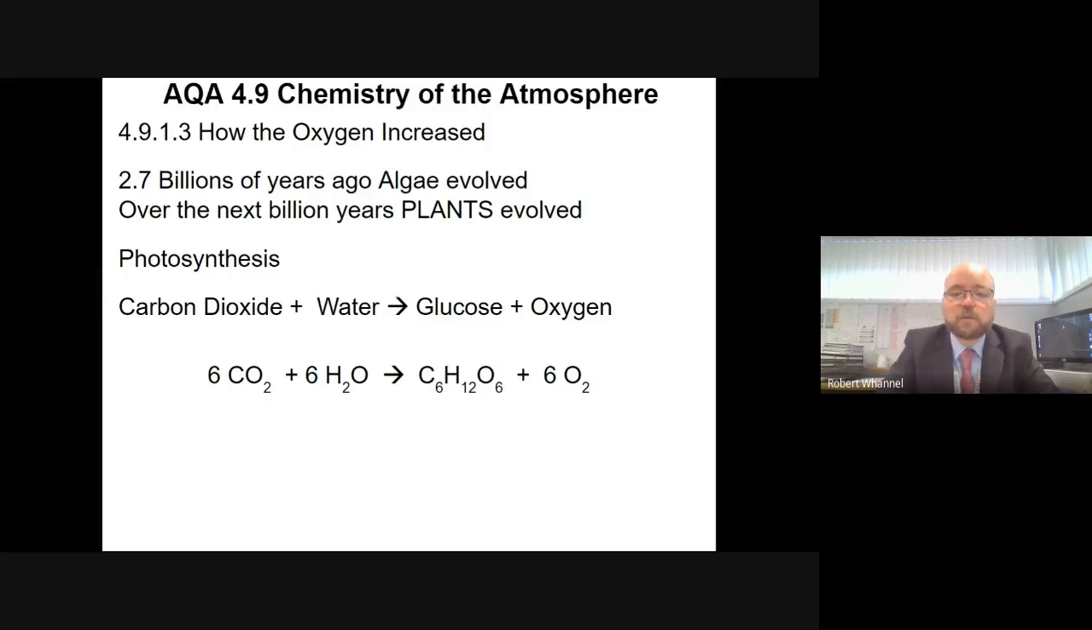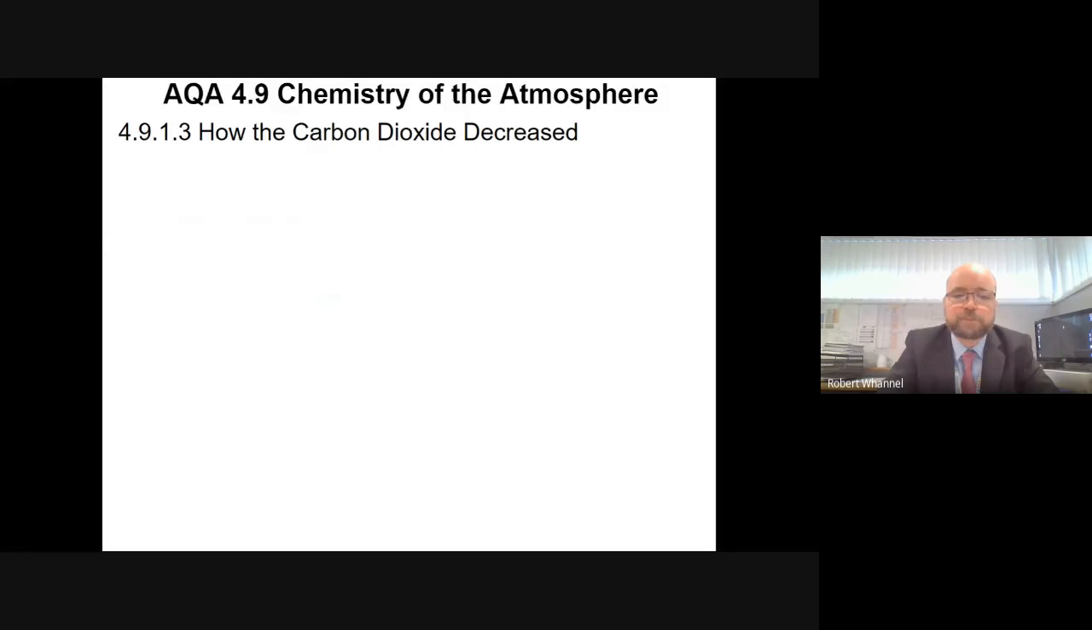Okay, this is a 2 for the price of 1. Can you think what this equation backwards would be called? So if you look at it going backwards, glucose and oxygen giving off 6 carbon dioxide and 6 water, that would be respiration. 2 for the price of 1. You're welcome. Right, so we now know that the water vapor decreased because it condensed. The oxygen increased because it was released during photosynthesis.